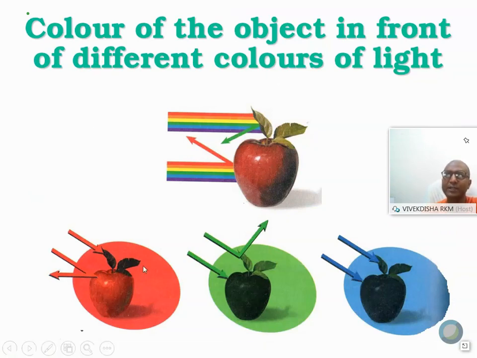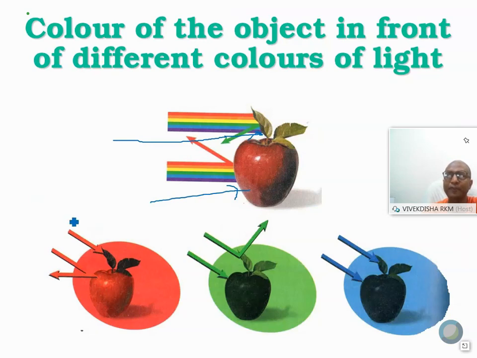First, suppose we are taking white light. When white light falls on the leaf of the apple and also on the apple fruit, we get the color of the leaf as green, because except for the green wavelength, all are absorbed and the green wavelength is reflected. In the case of the fruit, the red wavelength is reflected and the others are absorbed. So we get the leaf color as green, and the fruit color as red.